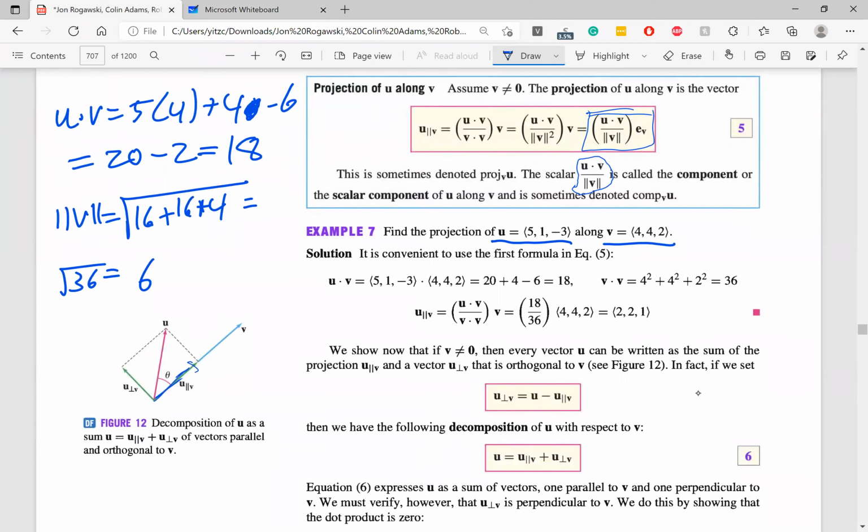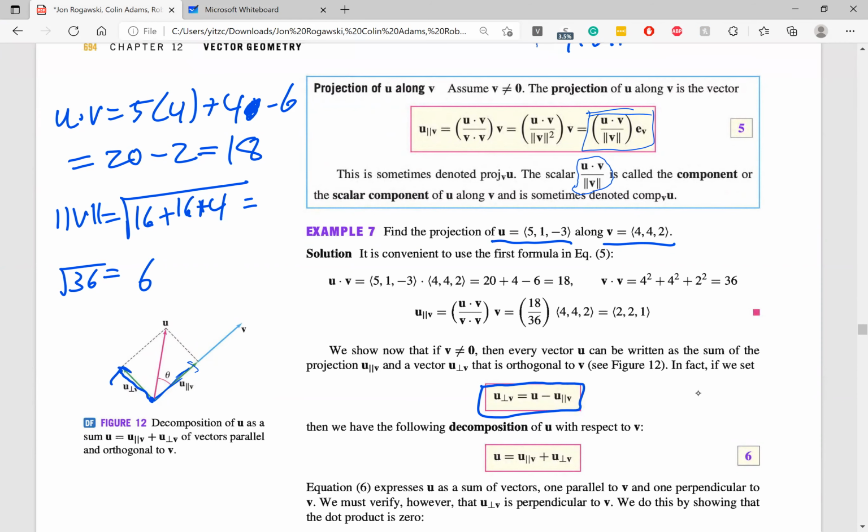Now, once you have your projection, you can find the orthogonal component of your projection. And we denote that by this, U orthogonal to V. So that's this vector right here. Every vector, you can project it onto another vector, and then you can find the other components such that if you add them, you get back your original vector U.